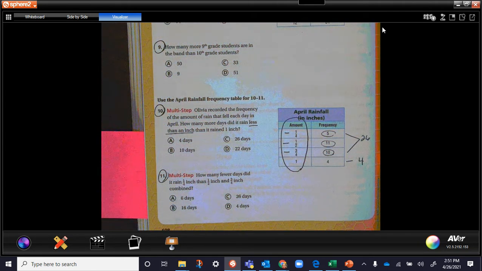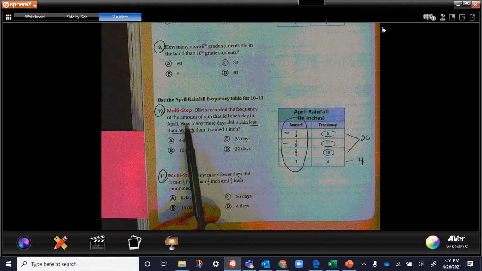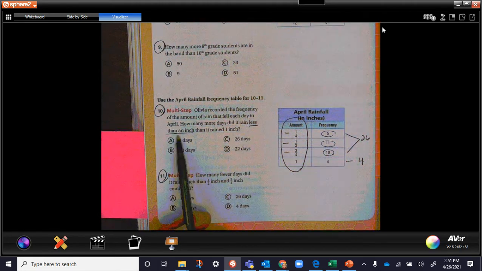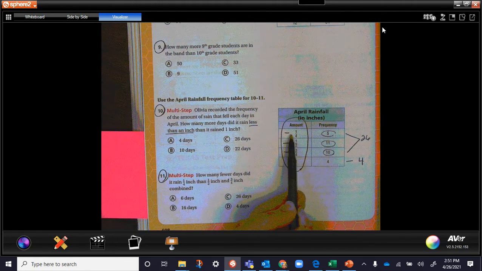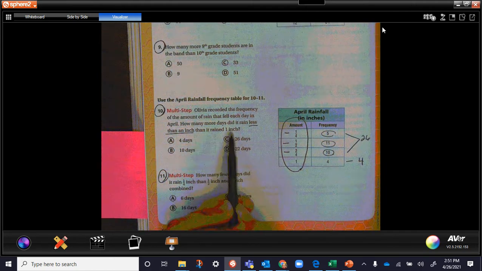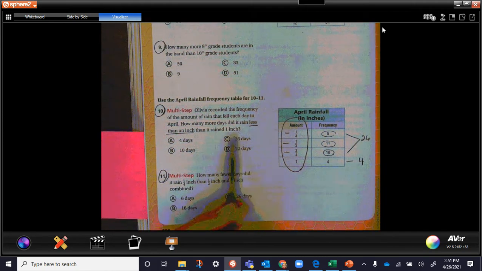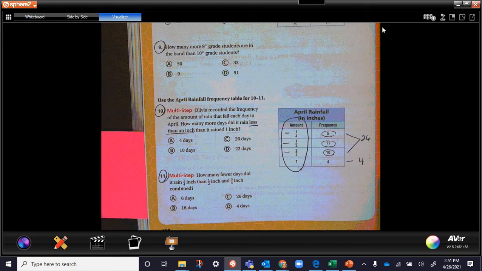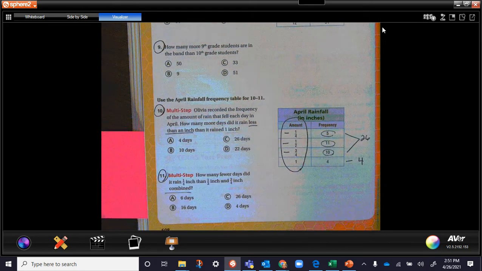And when it says how many more days did it rain less than an inch, you have to go find which amounts are less than an inch. So that would be the 3/4, the half, and the fourth. Combine those and then go look at, okay, now how much is 1 inch, and then get your answer. Same thing here. You've got some combining going on. Make sure you do that part before you go find out how many are fewer.